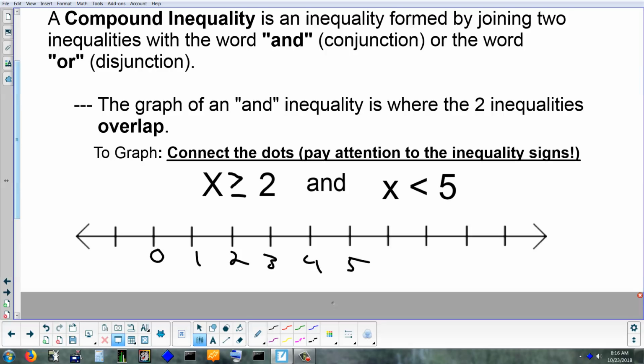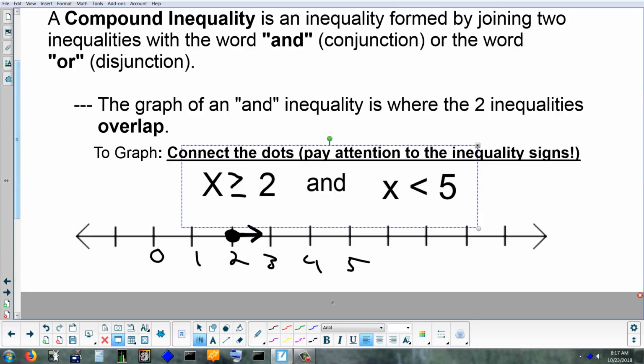So let's start with x is greater than or equal to 2. What kind of circle would I put on 2? Yep, closed. And what I'm going to do is I'm just going to put an arrow, not all the way yet. I'm just indicating that I'm going to be shading to the right. But I didn't draw it all the way because it's going to stop somewhere. It's not going to go past a certain number. Okay. So now let's look at the other part. x is less than 5.